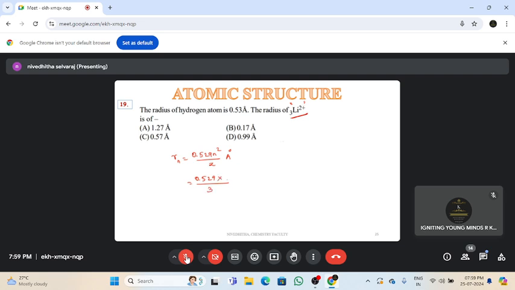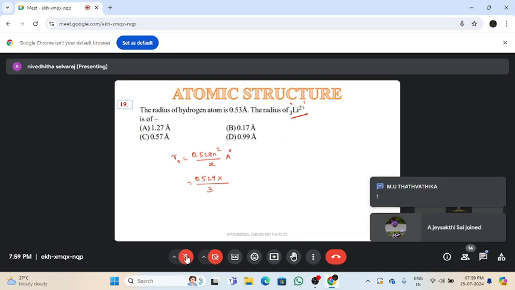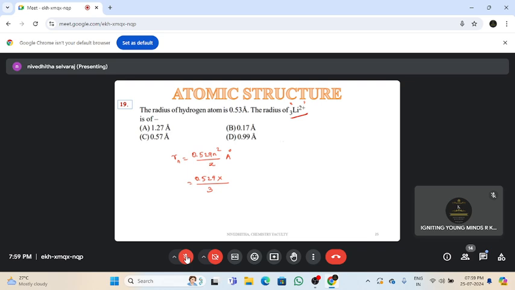And what is the value of n? What is n? The shell in which the electron is present. In lithium 2 plus, there is only one electron, and there is no mention of the shell in which the electron is present. So basically, that electron should be in its ground state. And if the electron is in the ground state, then the value of n is 1. So it is 1 square. So 0.529 divided by 3 angstrom. So the answer is option 2.